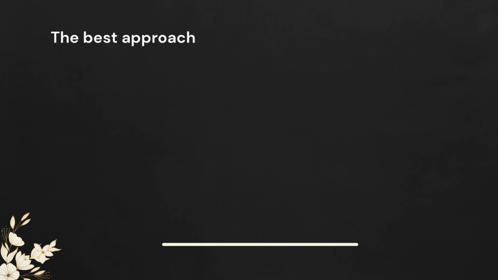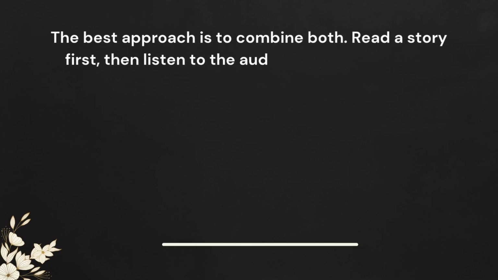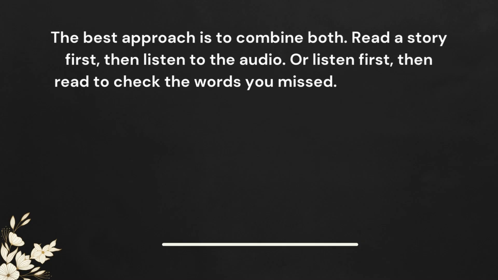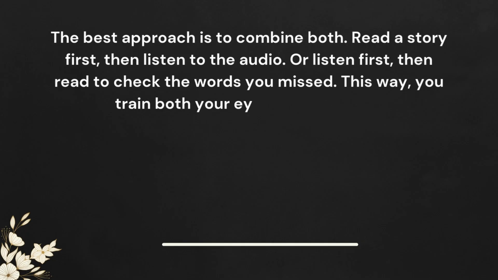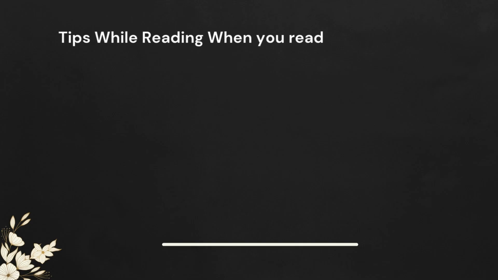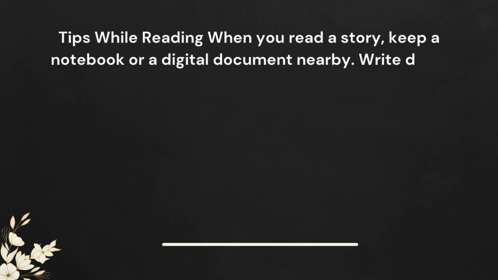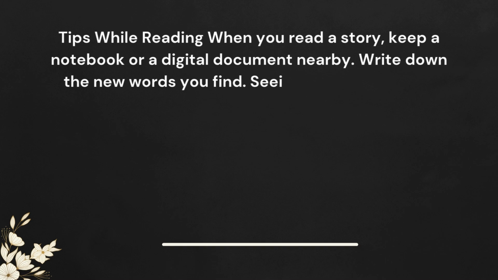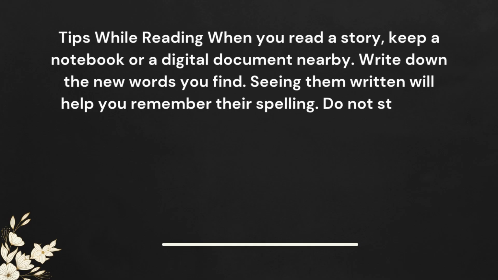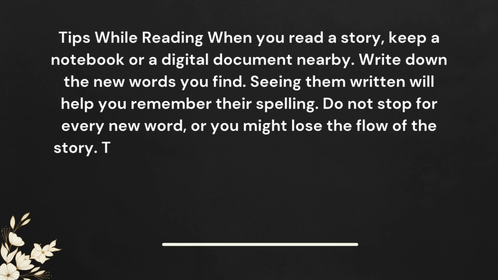The best approach is to combine both. Read a story first, then listen to the audio. Or listen first, then read to check the words you missed. This way, you train both your eyes and your ears. Tips while reading. When you read a story, keep a notebook or a digital document nearby. Write down the new words you find. Seeing them written will help you remember their spelling. Do not stop for every new word, or you might lose the flow of the story.